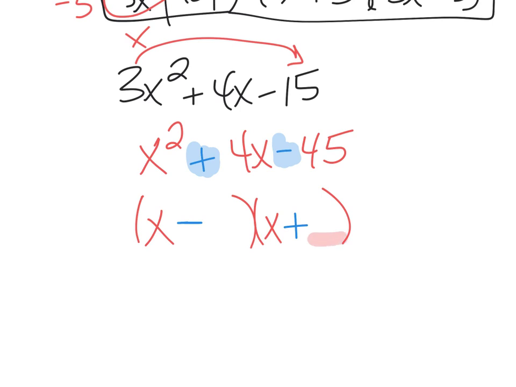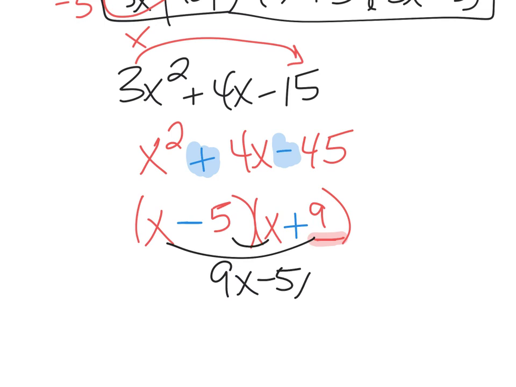This has to be the bigger number. Oops, there we go. All right, so 9 and 5, and I'm just going to double check. So that gives me 9x, that gives me negative 5x. Yep, that gives me 4x. All right.